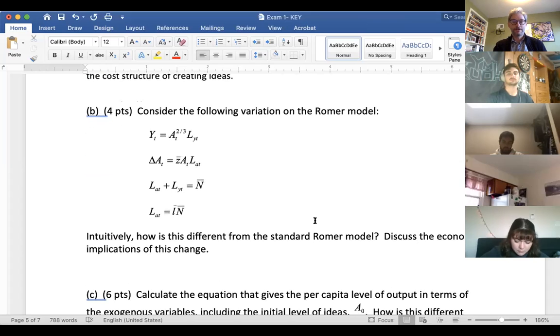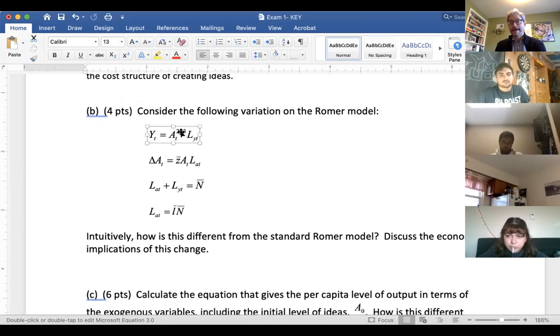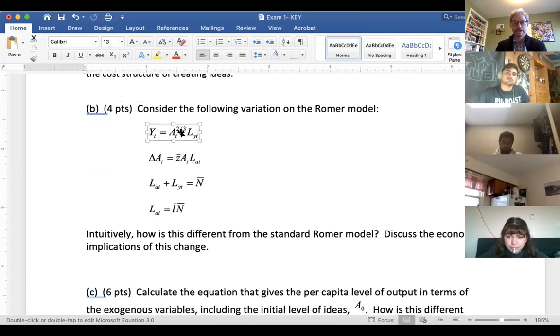Here's our Romer model. How's this different? The only way that it's different is that we have this 2/3 here on A. What does this mean? We have diminishing marginal returns to ideas, right? When there is an increase in ideas, they will increase output, but that impact is going to diminish over time.